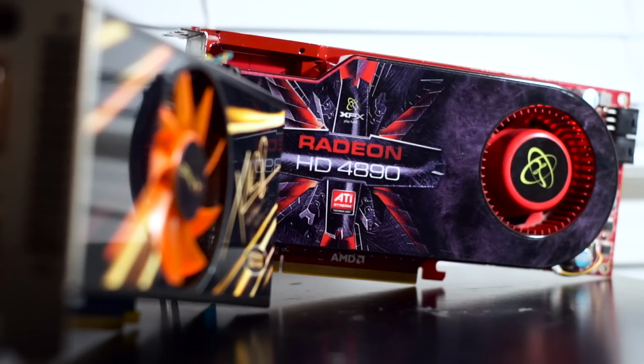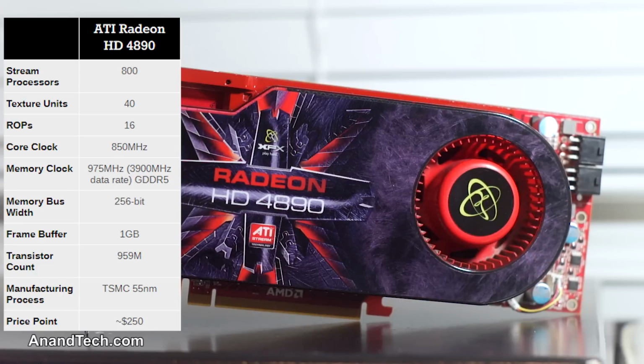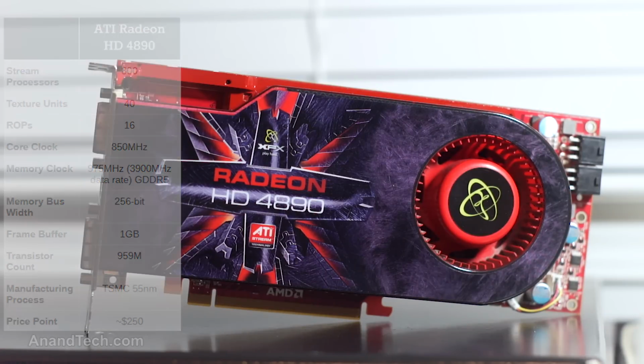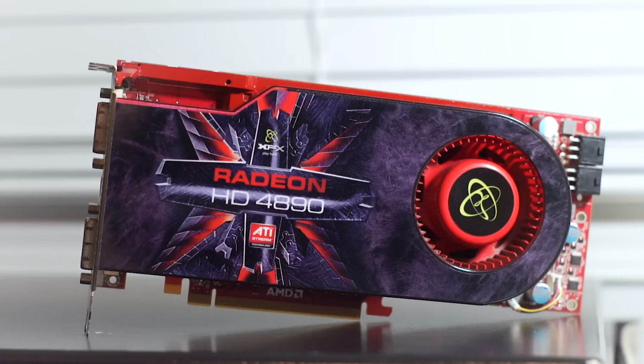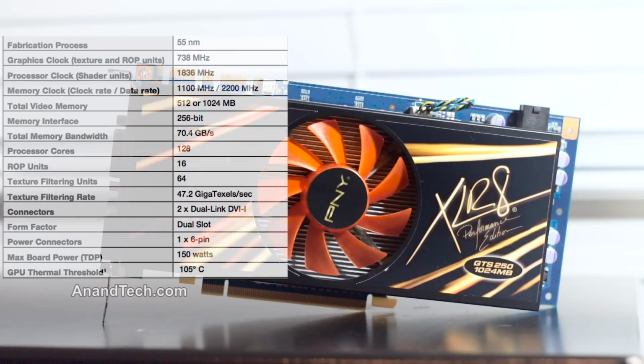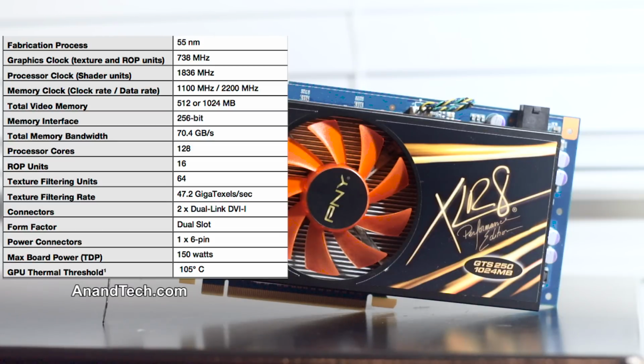Since these cards did get their own barely mediocre videos, I won't be going into the specs too much, but I'll go ahead and throw them up on the screen. The HD 4890 was the fastest single HD 4000 series GPU that ATI had ever released. It traded blows with the GTX 280 and the GTX 275, and it's one of my personal favorites from my ATI collection. Now the GTS 250 competed with the HD 4850, and it did a pretty good job.